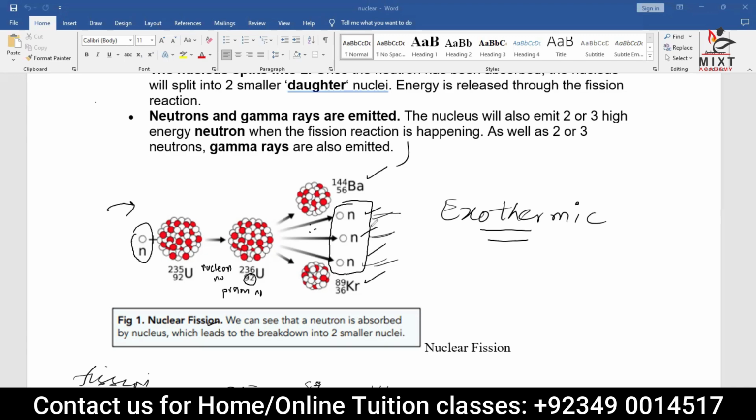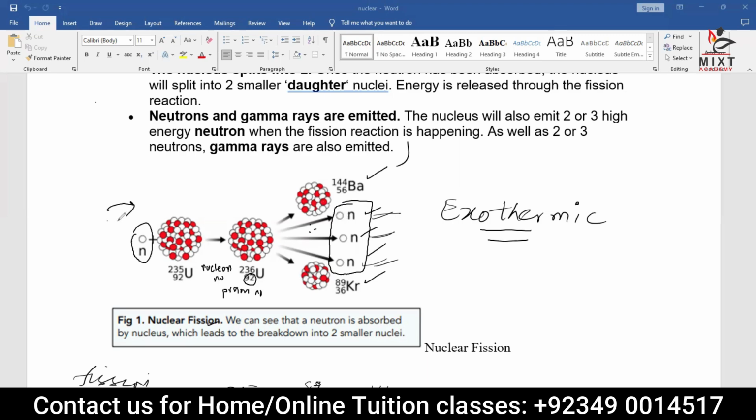Now, I ask you one thing. What do you think these further three neutrons will do? They will go to some other uranium nucleus and again release three neutrons. So each neutron will release three further neutrons, or you can say these three neutrons will release nine further neutrons. Am I right? Yes, and the same thing goes on and on.